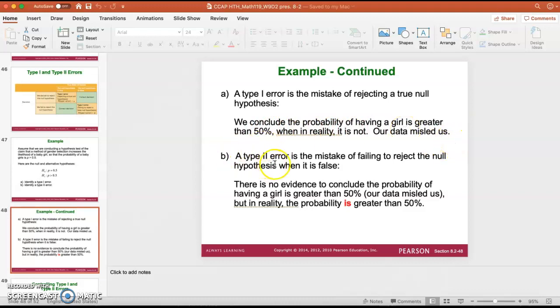As for what a type 2 error would sound like, and that's failing to reject the null hypothesis when it's actually false: there is no evidence to conclude the probability of having a girl is greater than 50%. Data could mislead you, but in reality the probability is greater than 50%.